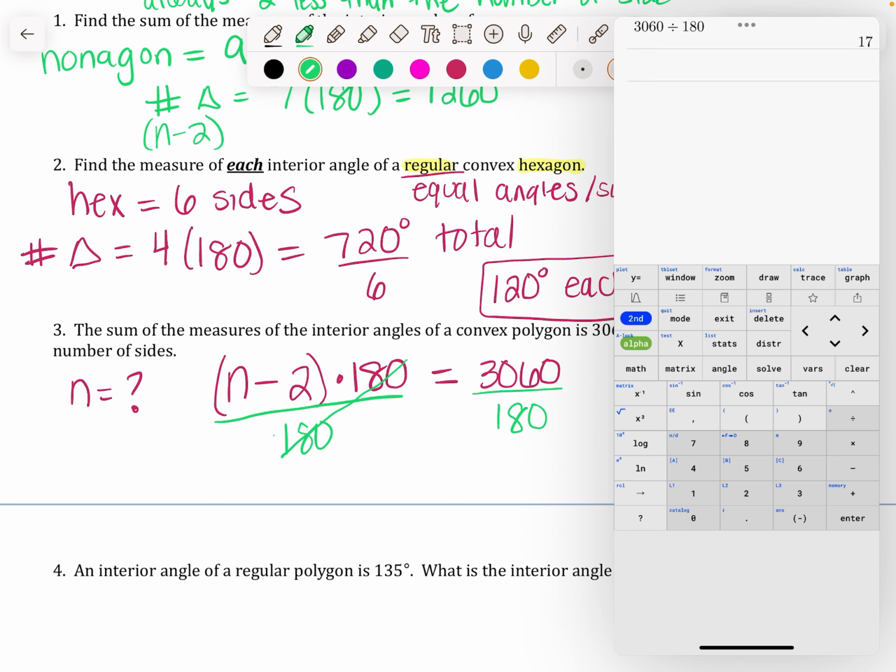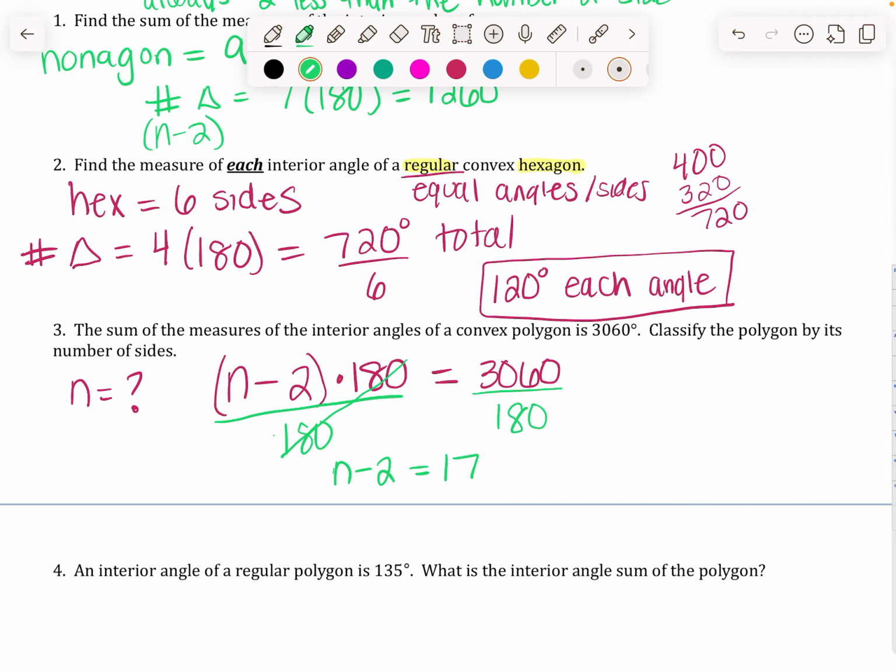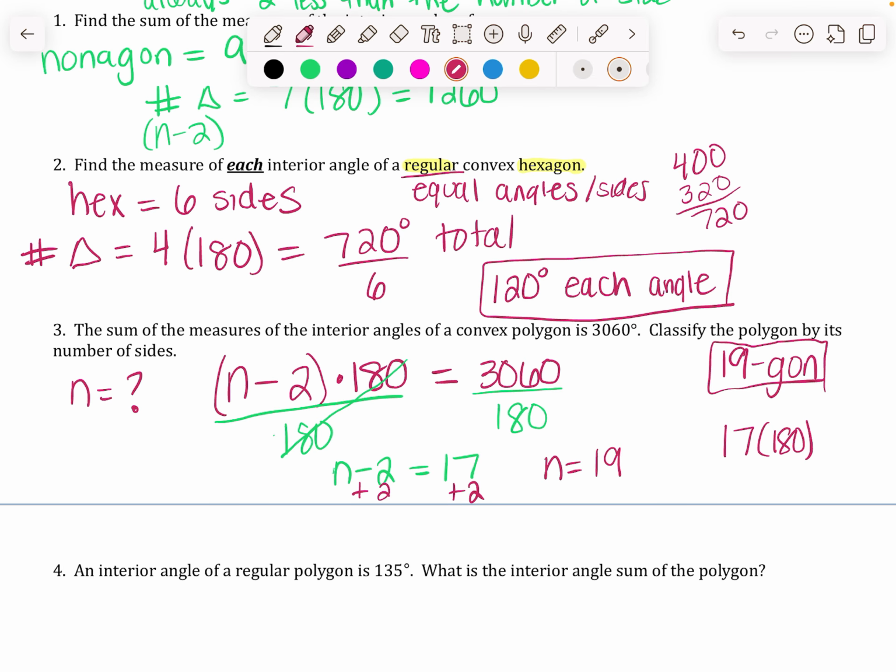All right, so we got 17. So then you get n minus 2 is equal to 17. And then finish solving for n by adding 2 to both sides. And we're going to get n equals 19. And so this is going to be called a 19-gon. And you can always double check that by plugging it back in. If it has 19 sides, that means it has 17 triangles, and 17 times 180.